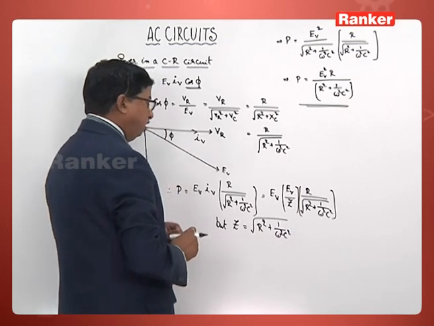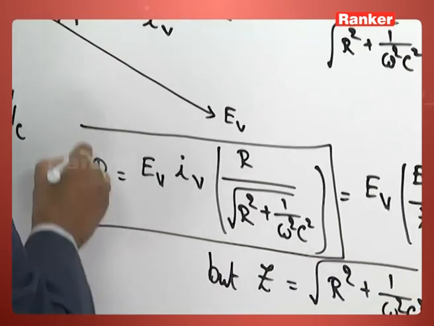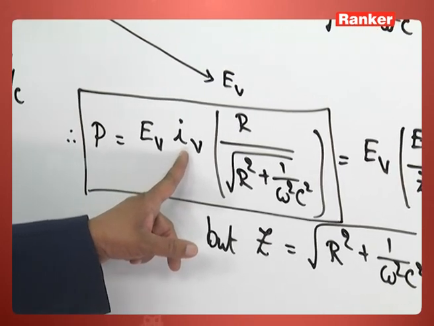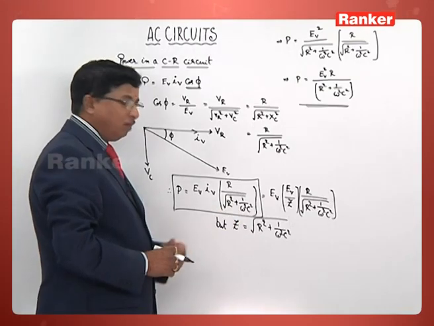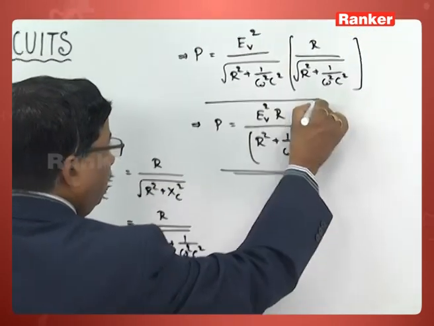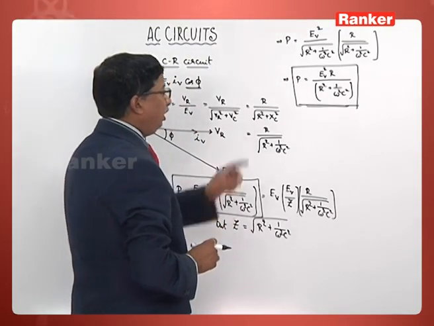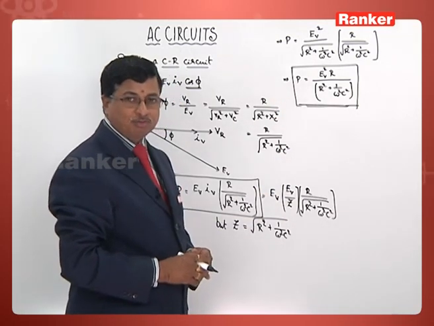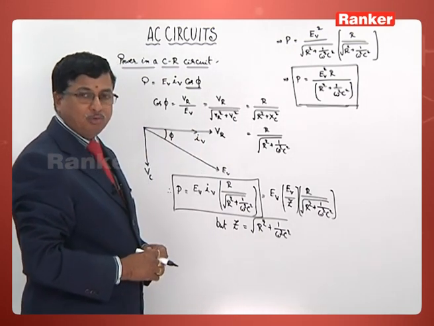So for remembering electric power, it is better to remember two formulae. One is this equation: P is equal to the virtual value of EMF into the virtual value of current into the power factor, which is R by root over R square plus 1 by omega square C square. What is the other version of the same equation now? Electric power P is equal to the virtual value of EMF square into R by R square plus 1 by omega square C square. This is the case of electric power in the case of CR circuit as such.